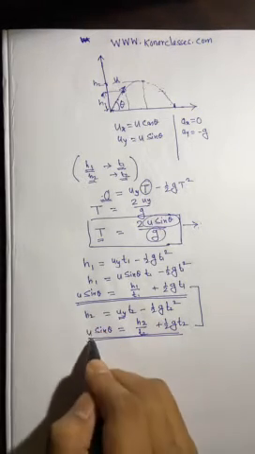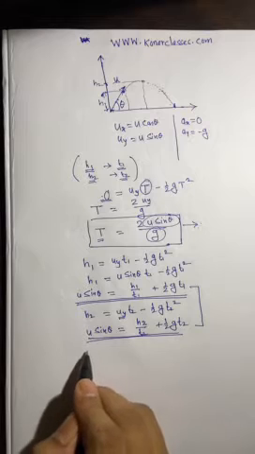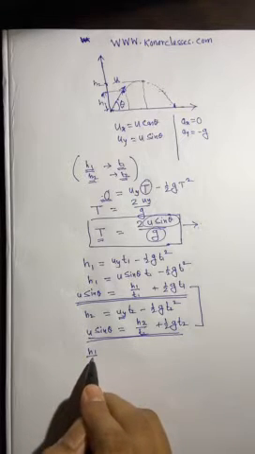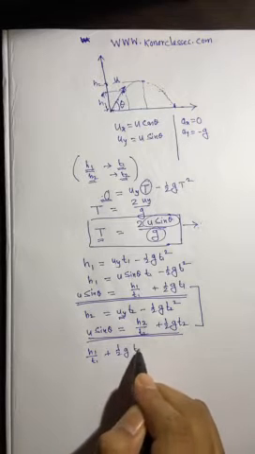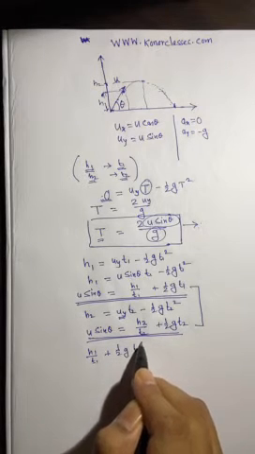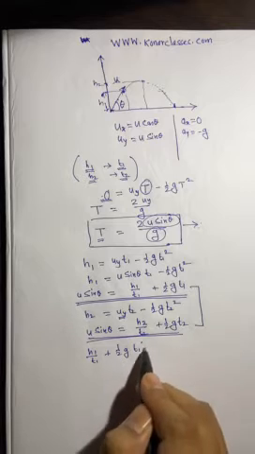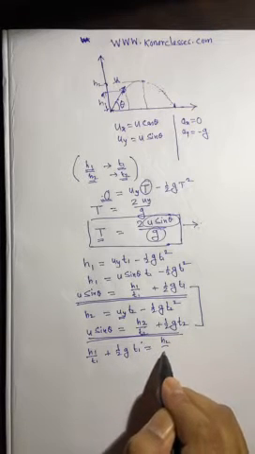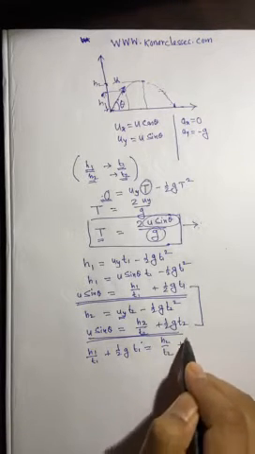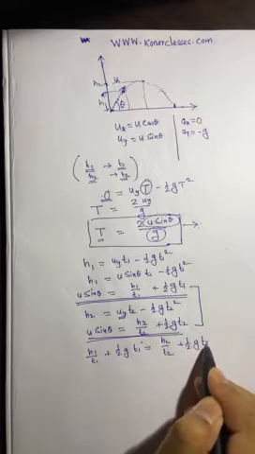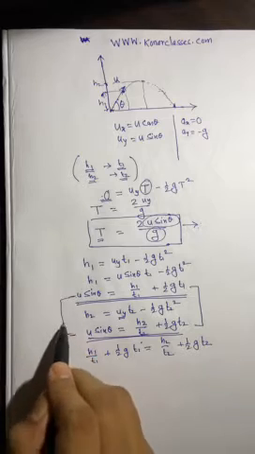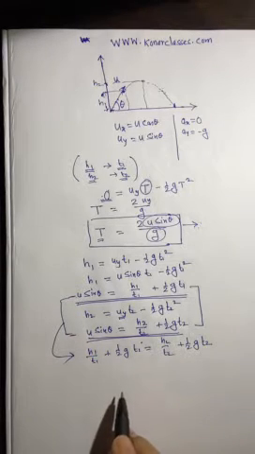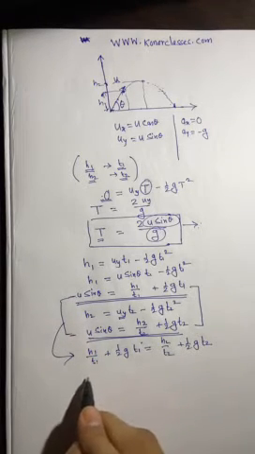Now equating these two, we will get h1 by t1 plus half g t1 equal to h2 by t2 plus half g t2. So we are just equating this equation and this equation. Equating these two equations, we get this.